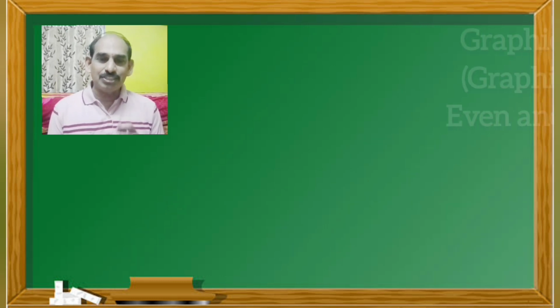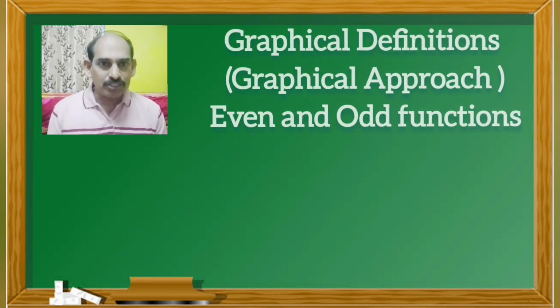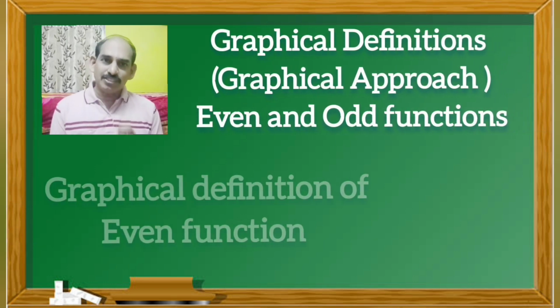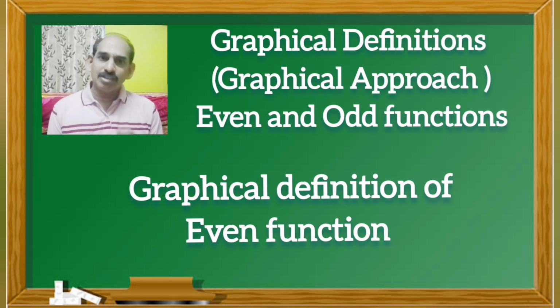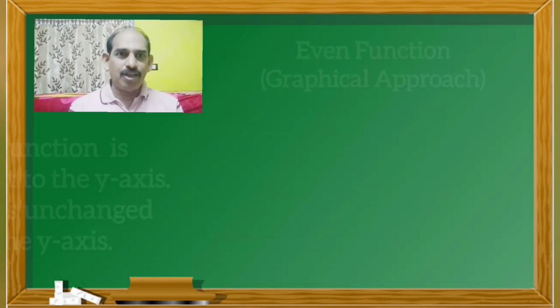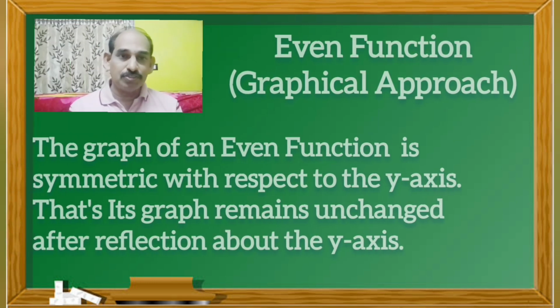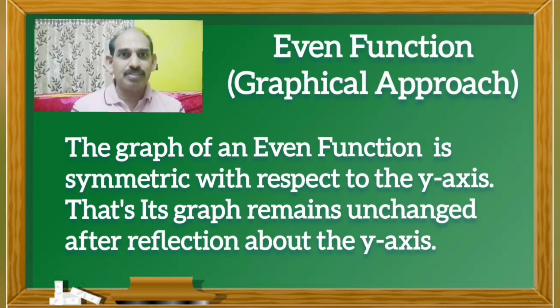Now let us define even and odd functions graphically. Let us first define an even function graphically. The graph of an even function is symmetric with respect to the y-axis. That is, its graph remains unchanged after reflection about the y-axis.